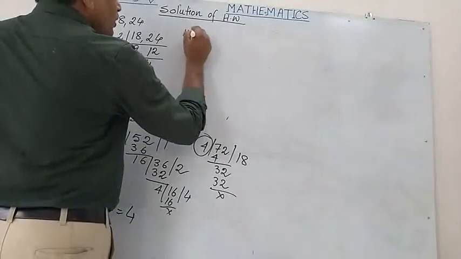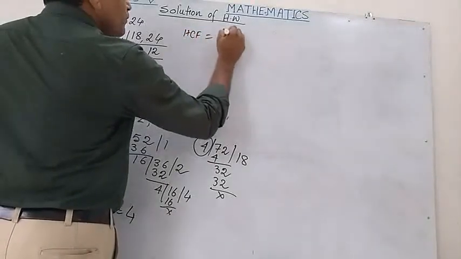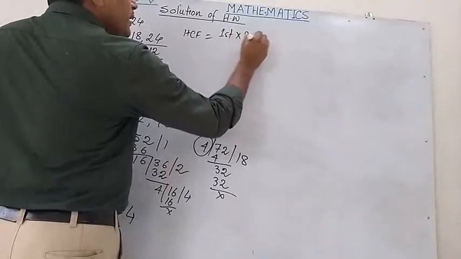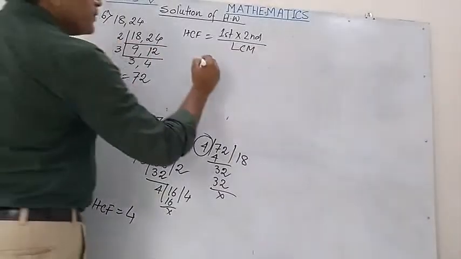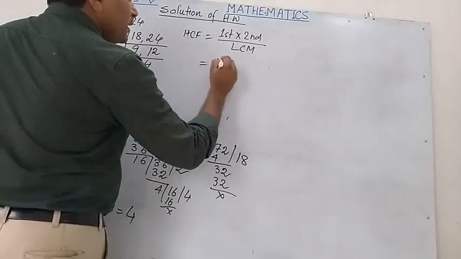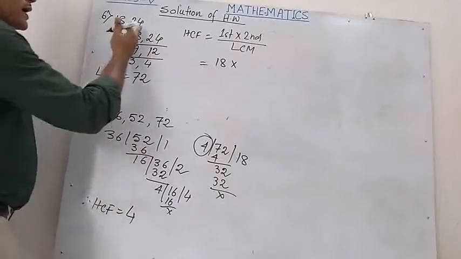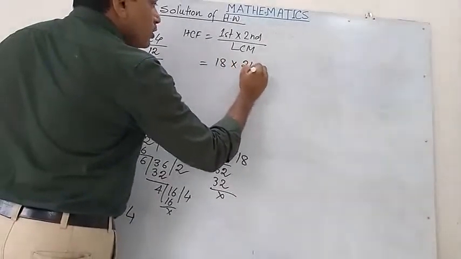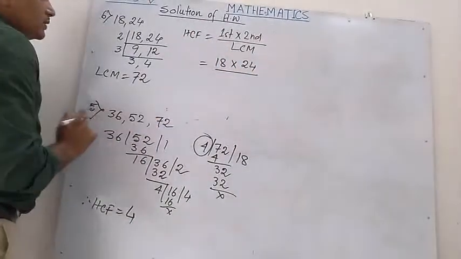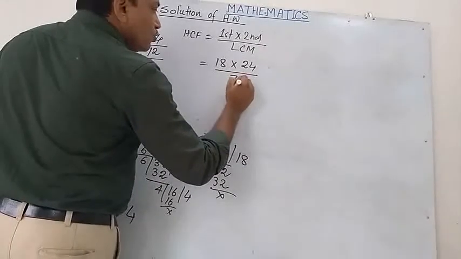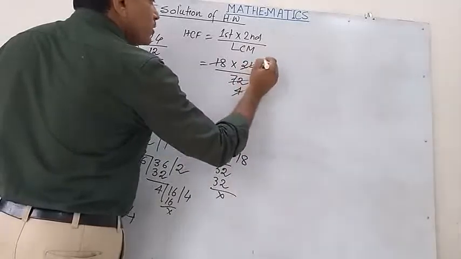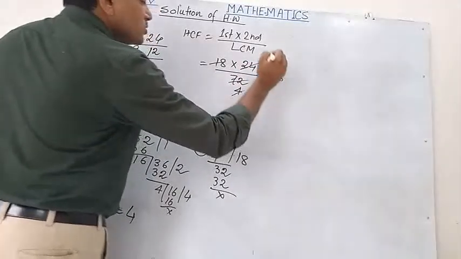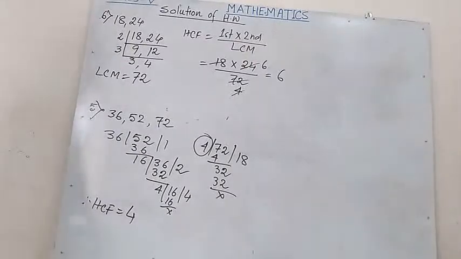As we know, HCF equals first number into second number by LCM. So, what is the first number? 18 into second number 24 divided by LCM 72. Now cut 18 and 72 by 4, 4 and 24 by 6. So HCF is 6.